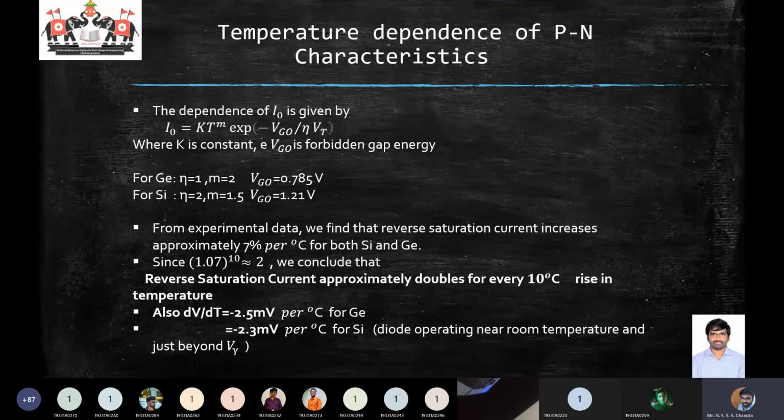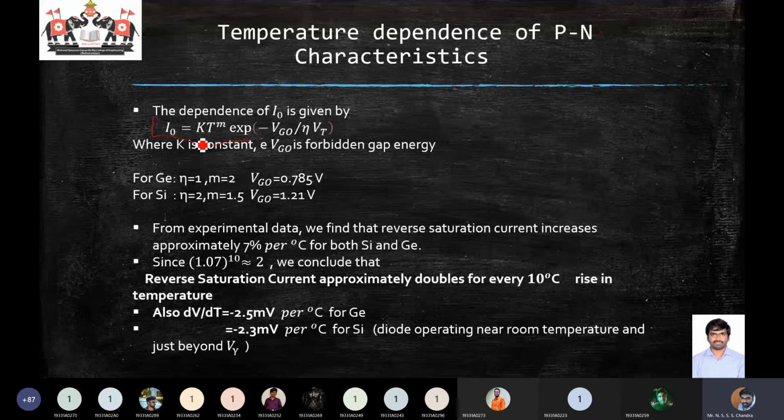And the next topic is temperature dependence of PN diode characteristics. So the PN diode VI characteristics will depend upon the temperature. The dependence is given by an expression, and this you need to remember. Although I can derive it, it is beyond the scope of the syllabus, and its utility is also very poor, so I will not derive that. You can simply remember this equation.